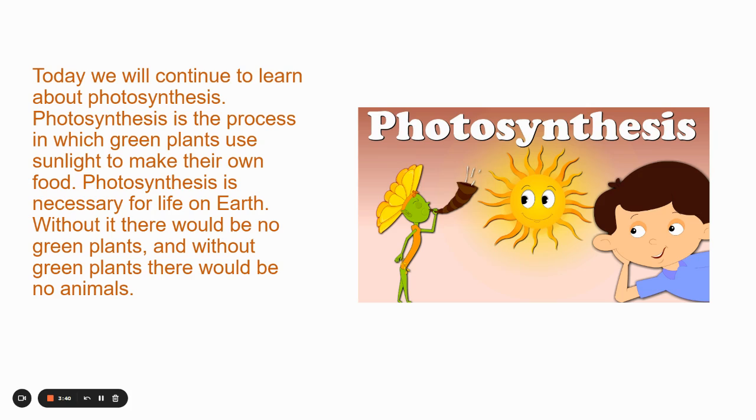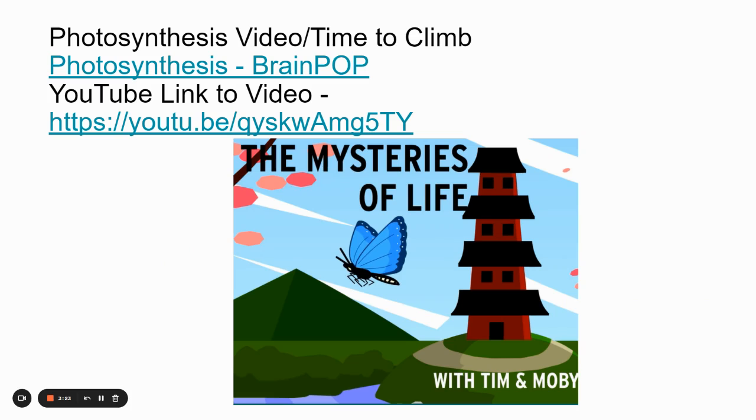Next, after we finished learning about cells, we went on to photosynthesis. I started off by just giving them basic information. Photosynthesis is the process in which green plants use sunlight to make their own food. It's necessary for life on Earth, and without it, there would be no green plants, and without green plants, there would be no animals.